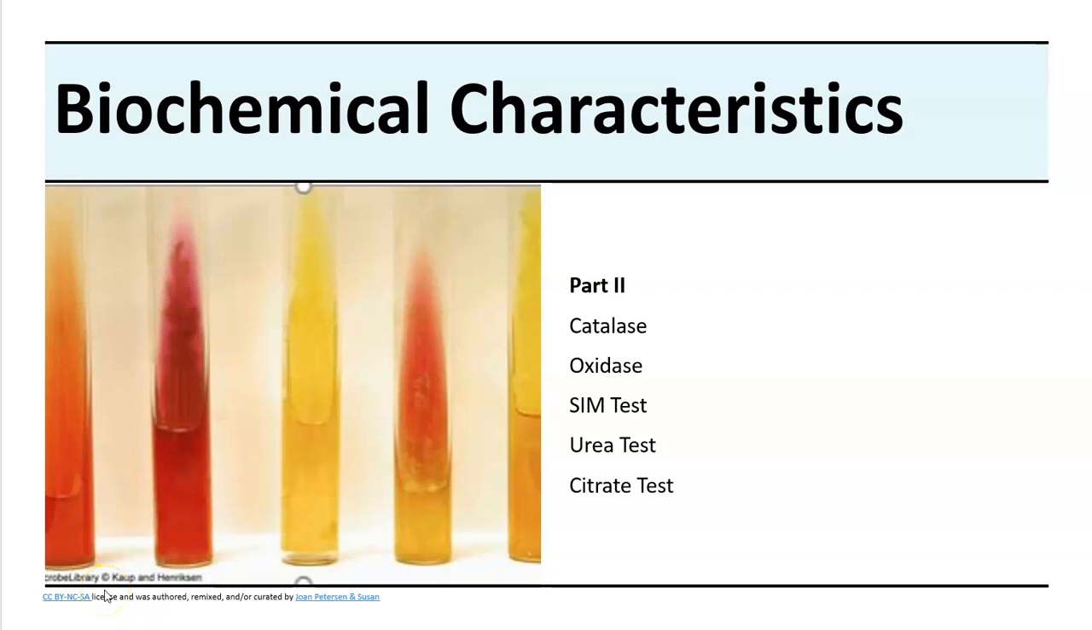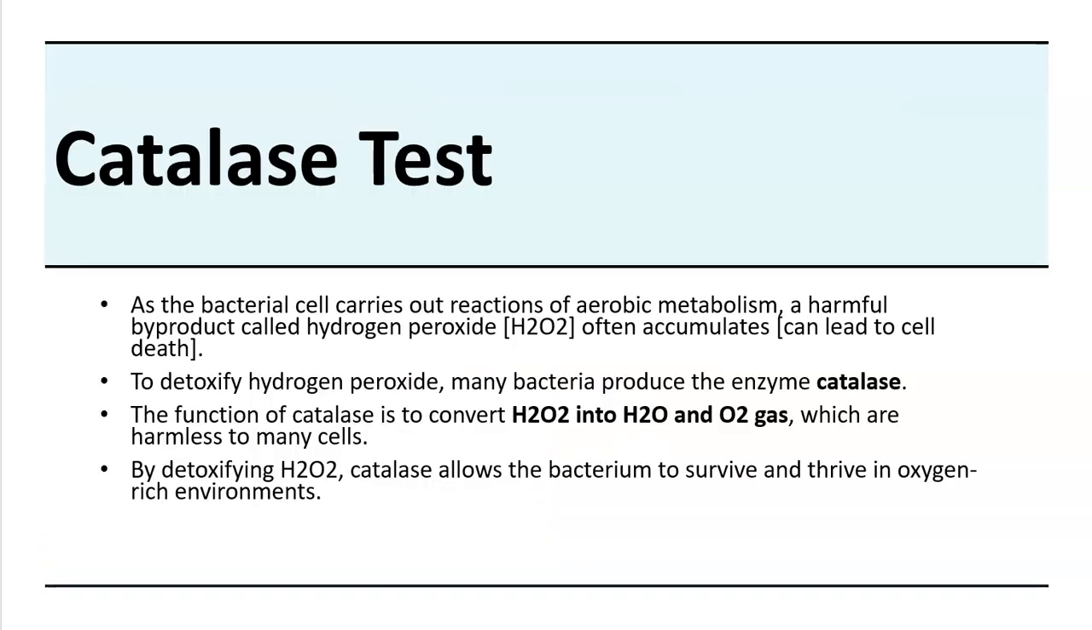In this lesson, we'll be talking about the catalase, oxidase, SIM, urea, and citrate test. Our first test is the catalase test. The catalase test is typically used to see if bacteria have an enzyme called catalase or not.